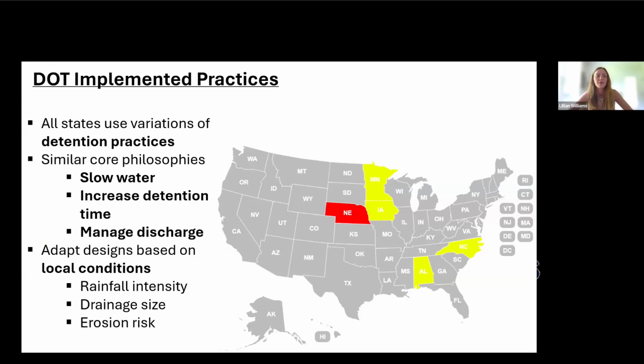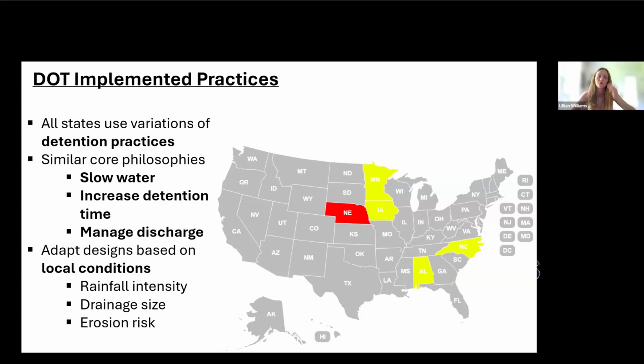So you can adapt these based off of the local conditions. Like I mentioned, the rainfall intensity, and then of course your drainage size kind of indicates what you need to size your detention practice to, and then the erosion risk. So the basin geometry really matters.